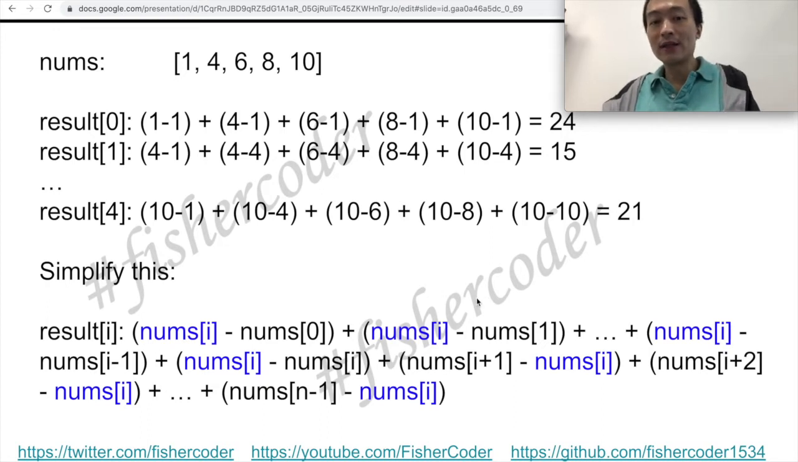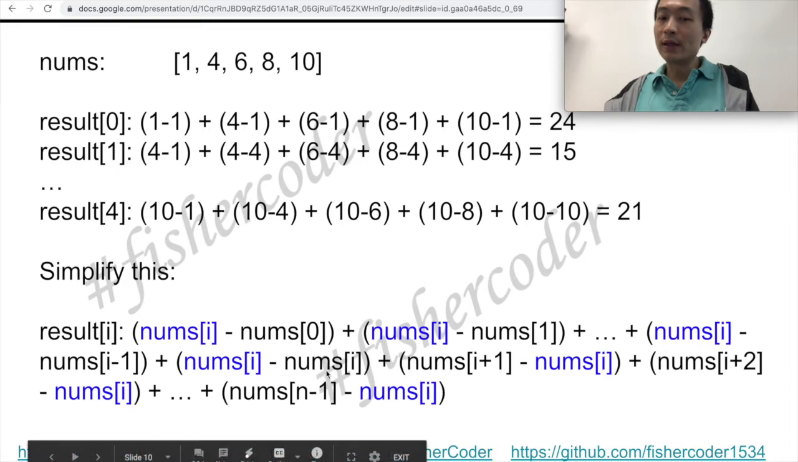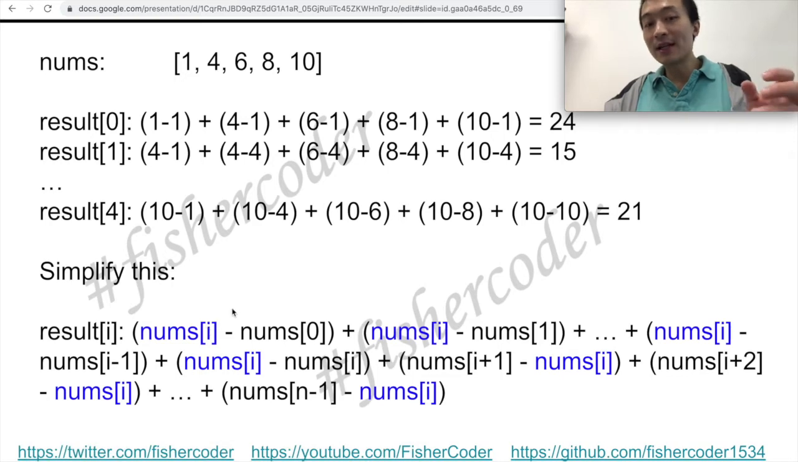So how do we deal with this? If you take a close look, we can see there's nums I, nums I, nums I all the way to here. This one will cancel out with this one, so we don't need to worry about this one. So all we need to care about is all of these up to this point, and then from this point onwards until the last one. So how many nums I are there within this range? That is a total of I nums I elements, right? Because from 0 to I minus 1. That means there's a total of I nums I elements.